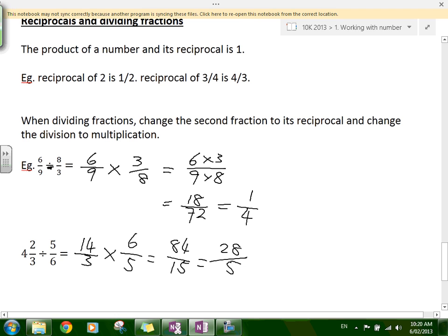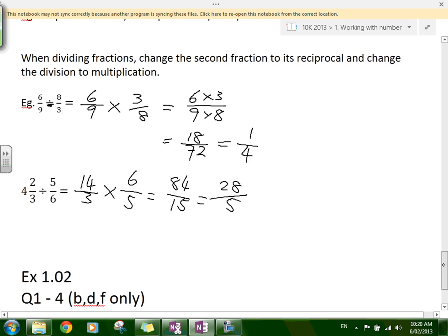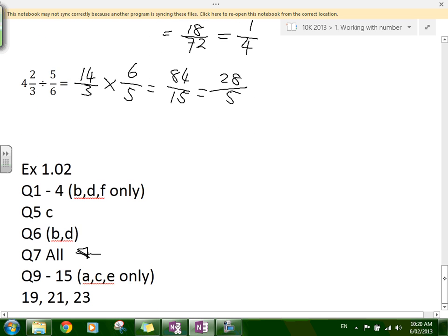Right, all this again is revision. We've gone over this before. A refresher. So now I'd like you to go to these questions right at the end. So after question 9 to 15, A, C, E only, and then 19, 21, 23. So leave question 1 to 7 if you haven't finished it. Move on to the second part. Alright, so we have 10 minutes, and we're going to go and have recess.